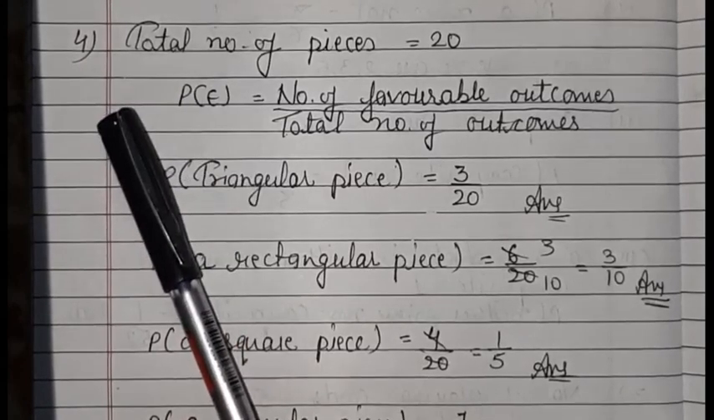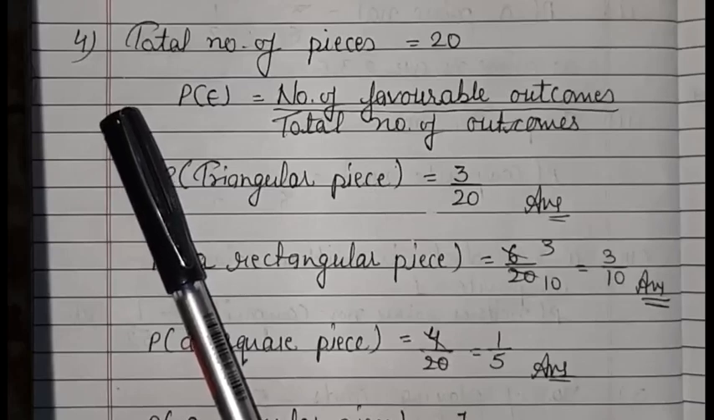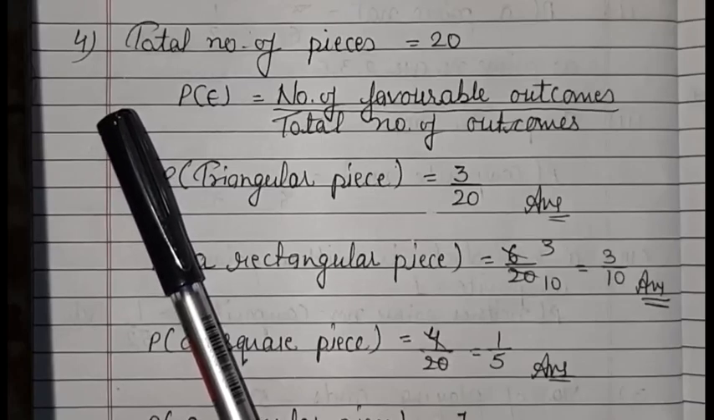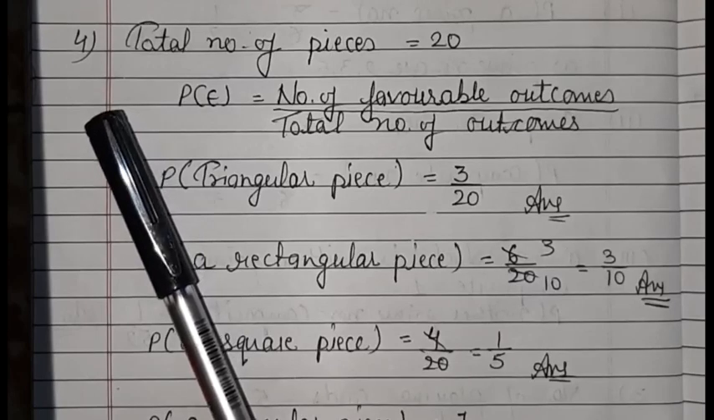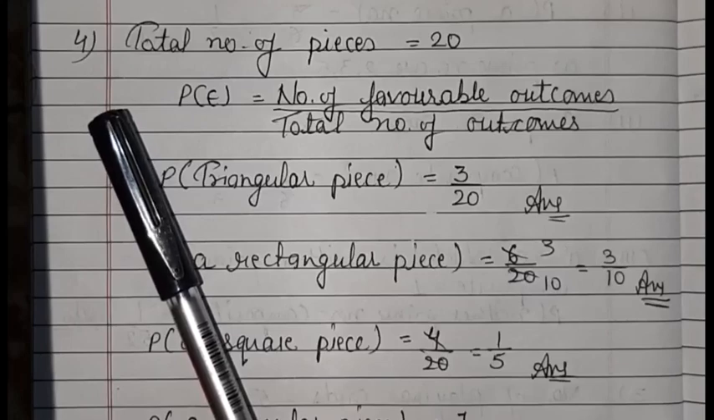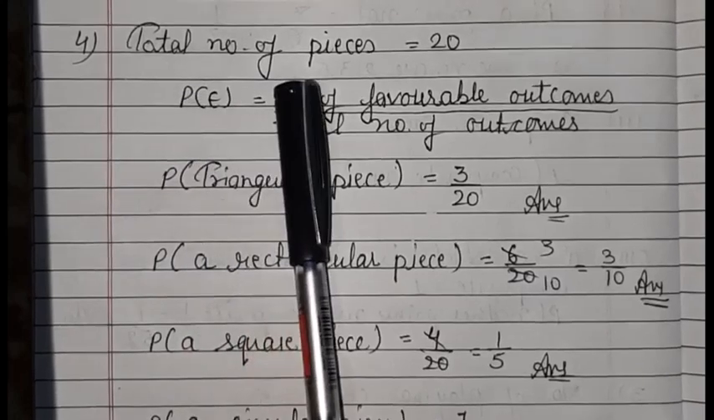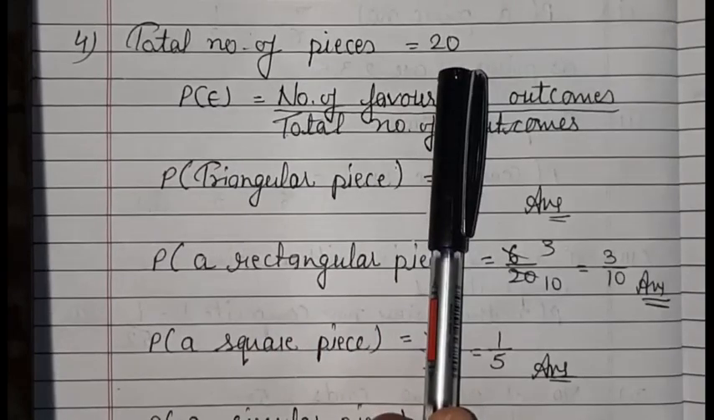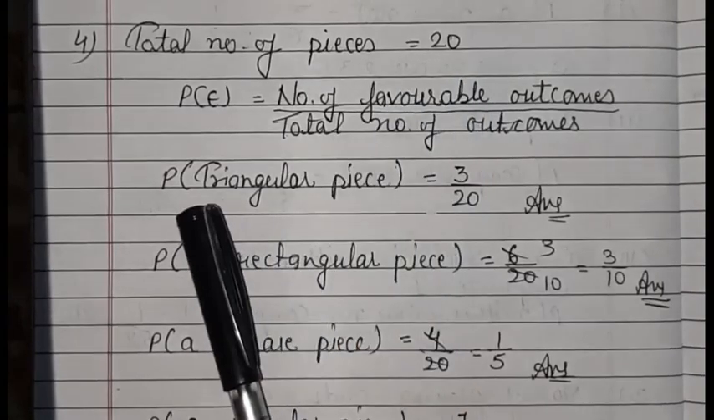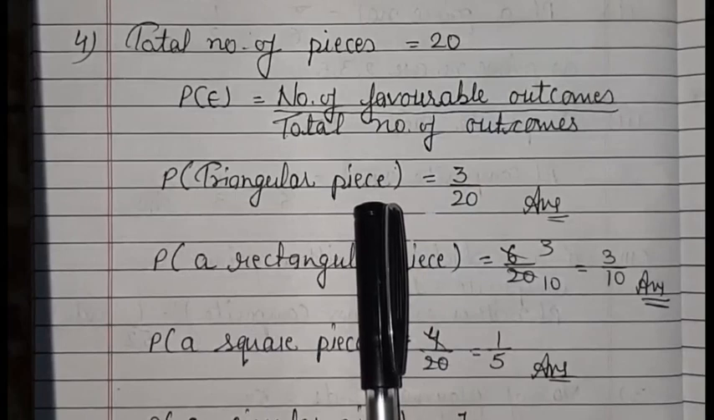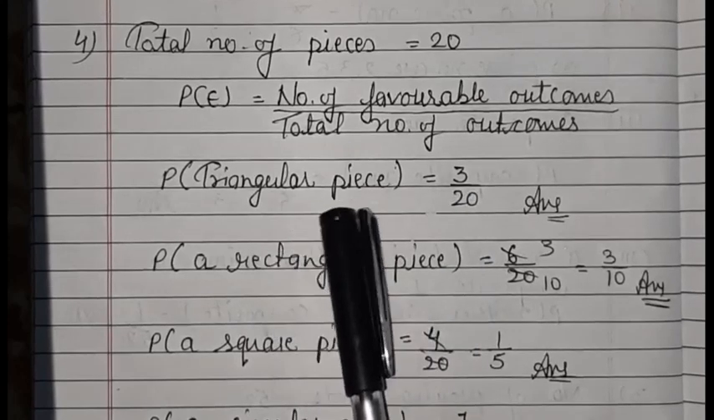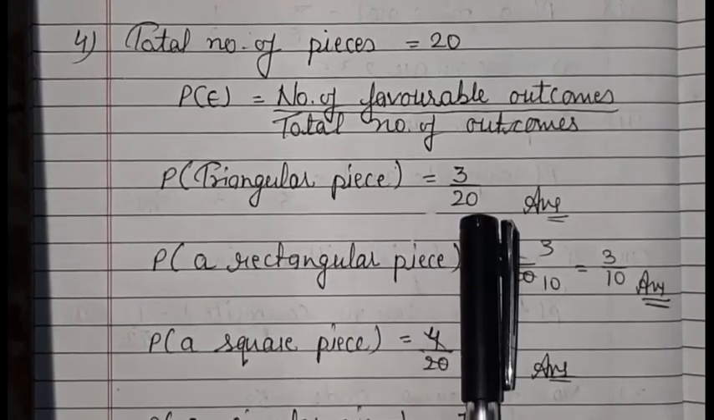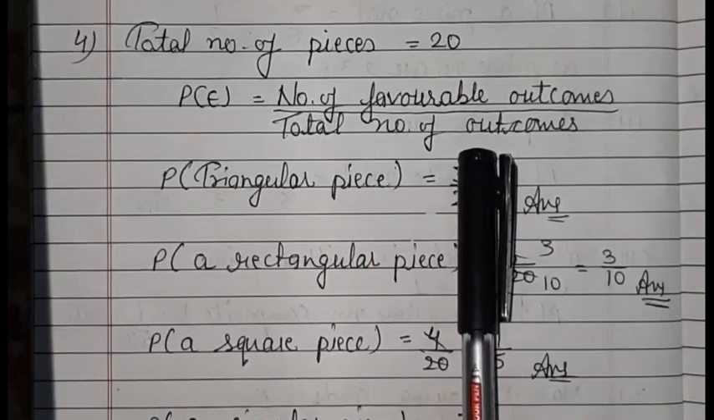3 are triangular in shape, 6 are rectangular, 4 are square and 7 are circular. If all the pieces are mixed up and one piece is picked out at random, what is the probability of getting each of the shapes? There are a total of 20 pieces. To find the probability of a triangular piece, it is given 3 triangular pieces are there, right? So the probability of a triangular piece is equal to 3 by 20 using this formula.